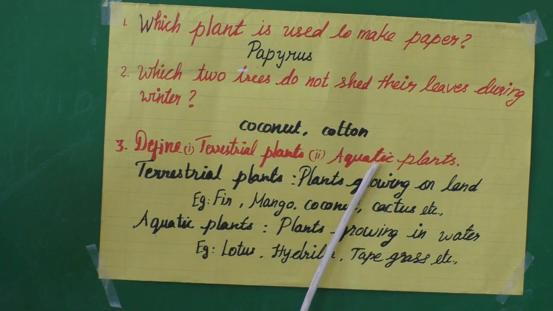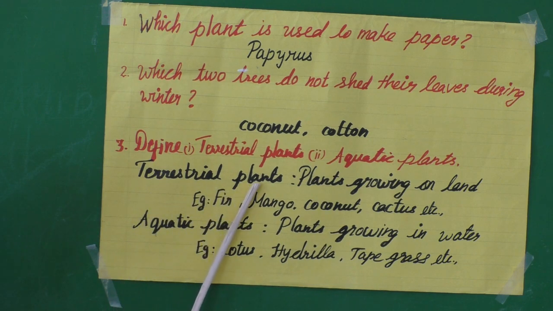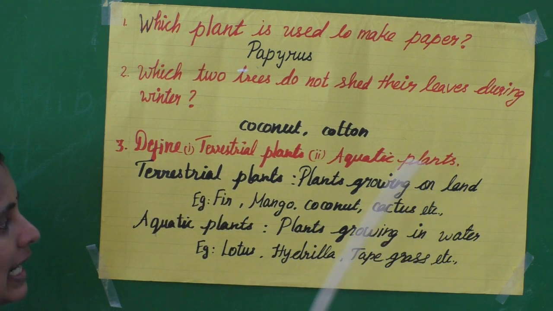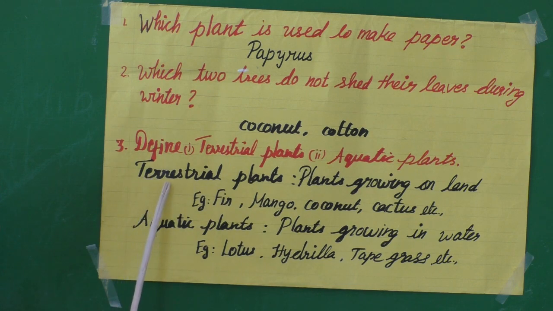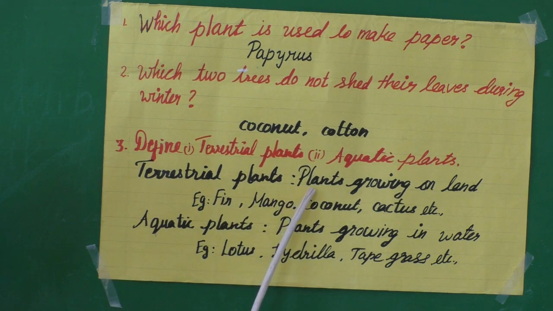Terrestrial plants and aquatic plants, definitions they are asking. Terrestrial plants, plants growing on land. Terrest means T-E-R-R-E-S, terra. Terra means land, L-A-N-D, land. So terrestrial plants means plants growing on land.